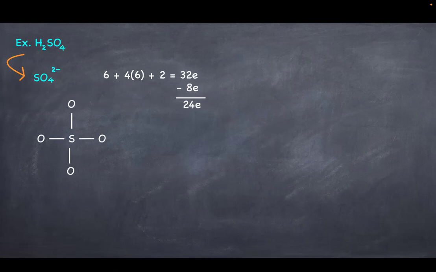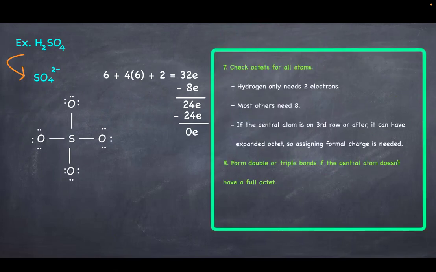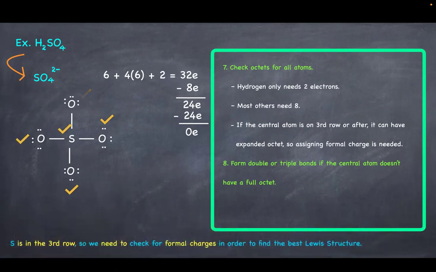We're left with 24. Then we start putting electrons on the outside atoms. So 6 here, 6 here, and then 6 here. So far I use all my electrons. Now it's again time for the check step. This oxygen is good, good, good, good, but sulfur actually is also good.